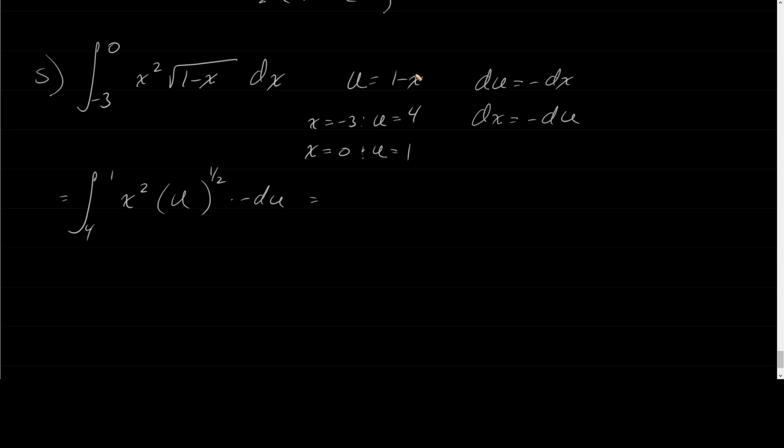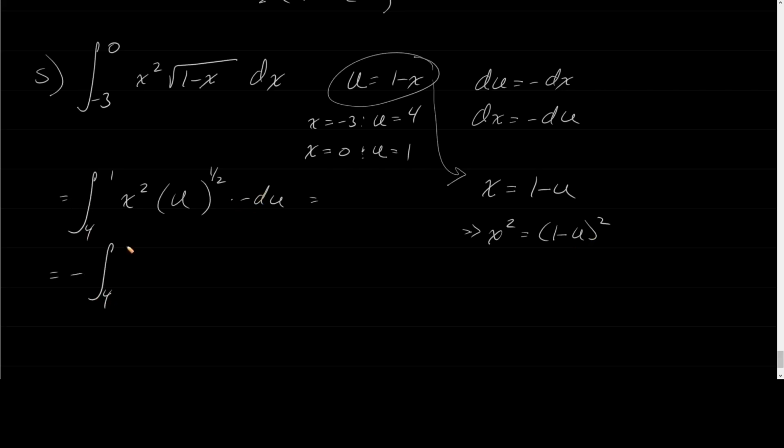Well, what we can do is manipulate this over here. This is really saying that if I solve for x, x would be 1 minus u. Move the x to the right side, move the u to the left side, so I end up with x equals 1 minus u, which tells me that x squared is equal to 1 minus u quantity squared. So that's what we're going to do here. Let's apply this negative that's on the outside, so the negative integral from 4 to 1 of x squared, which was 1 minus u quantity squared, times u to the 1/2 du.